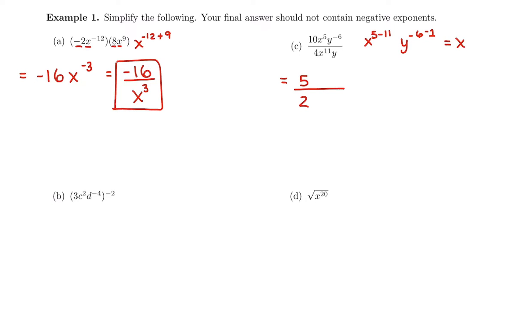So for the x term, I'm going to get 5 minus 11. It's going to give me x to the negative 6. For the y term, I have negative 6 minus the 1 power from the denominator is negative 7, which tells me both x to the 6th and y to the 7th belong in the denominator since they were negative. So I have 5 over 2, x to the 6th, y to the 7th. Division means subtract whatever power is in the denominator. So multiplication meant adding, division meant subtracting.